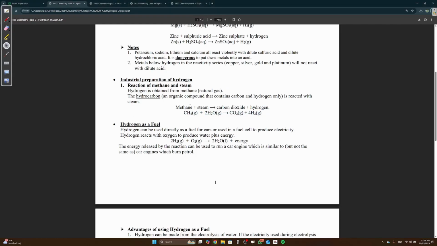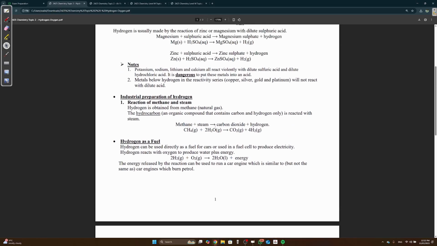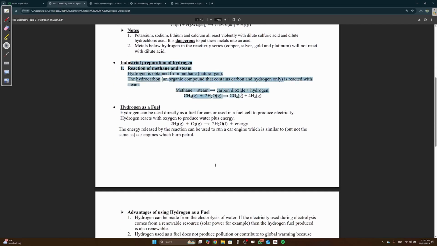Anyways, forget about the cracking part. Just remember, to get hydrogen gas, methane is broken down to get hydrogen. They take two H's out of it, and the oxygen part reacts with it to get carbon dioxide. Anyways, this is how it works. This is memorizing. This is the industrial preparation, so you need to know the difference.